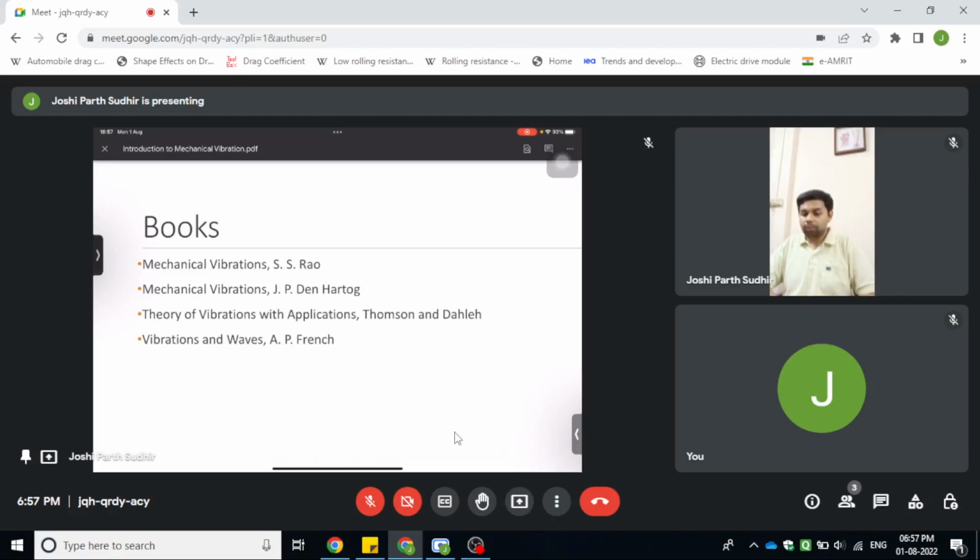One is Mechanical Vibrations by S.S. Rao. Another classic book is Mechanical Vibrations by J.P. Den Hartog. Another book which I referred to during my undergraduate is Theory of Vibrations with Applications by Thomson and Dahle. I had also referred to one book by A.P. French, Vibrations and Waves, which is a nice book in the MIT Introductory Physics series.